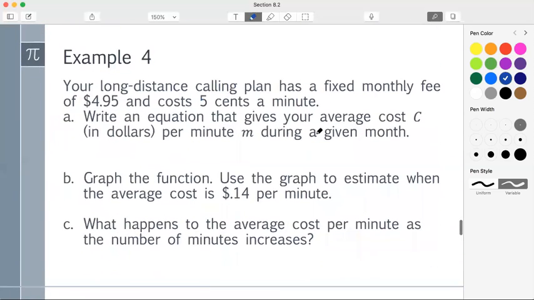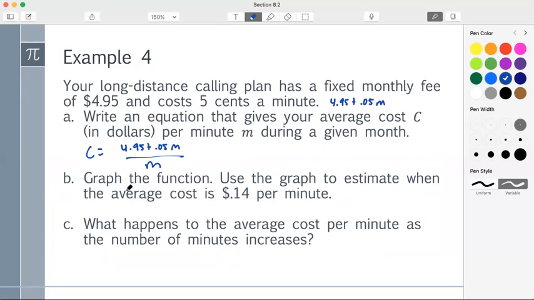All right, example 4 is a word problem. So your long distance calling plan has a fixed monthly fee of $4.95 and costs 5 cents a minute. Right off the bat, I'm seeing 4.95 plus 0.05 a minute, so let's call that M. So we're going to write an equation that gives you average cost C, so C equals, so here's my cost, 4.95 plus 0.05M per minute. There it is. Per means divided by, right?